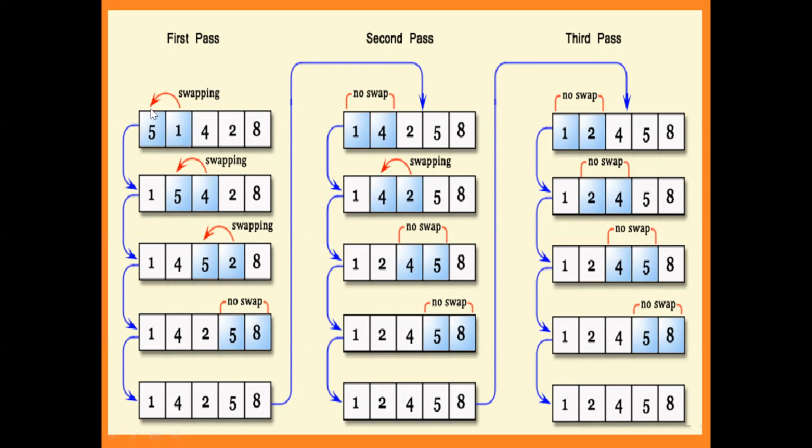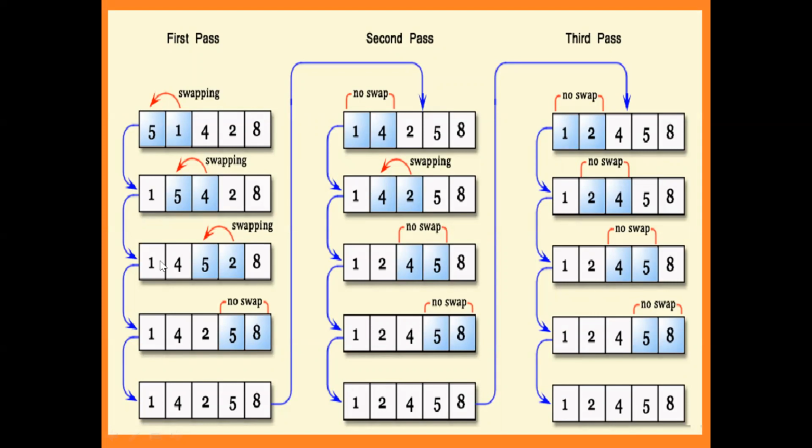This is the current element, this is the next element. If the current element is greater than the next element, what do we need to do? We need to swap those two numbers. So swap 5 with 1, right? After swapping, the list is 1, 5, and the remaining elements are the same: 4, 2, 8. In the next step, we need to compare the next element. Now 5 will be the current element. Compare this element with the next element. Here this is 5 and this is 4. 5 is greater than 4, so what do we need to do? Swap these two numbers.